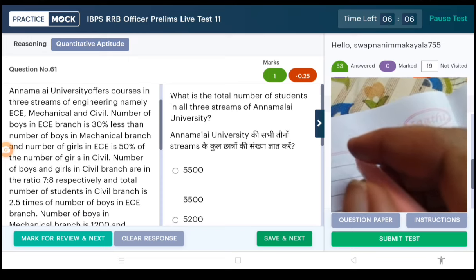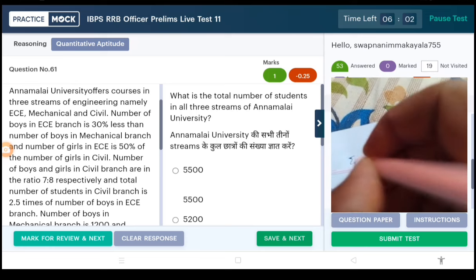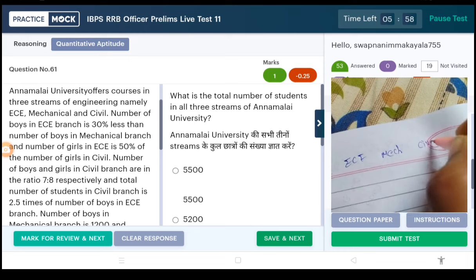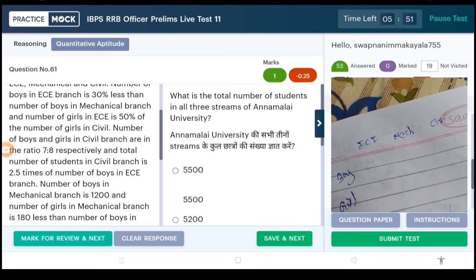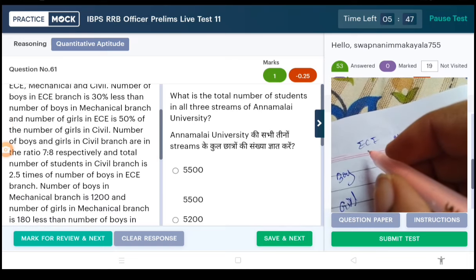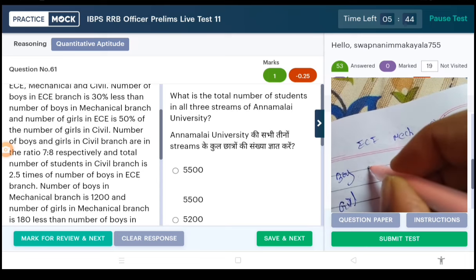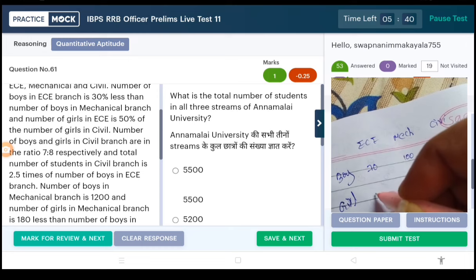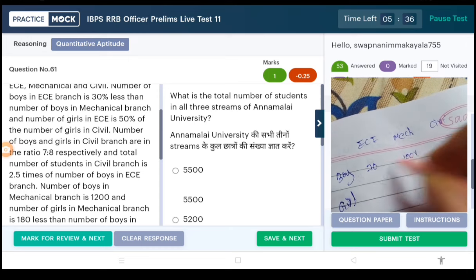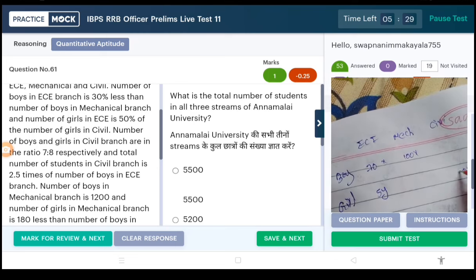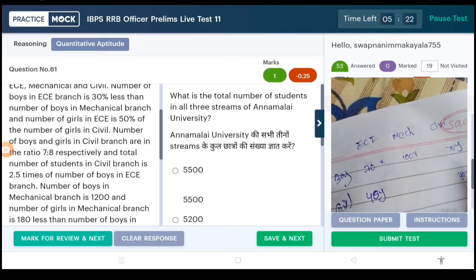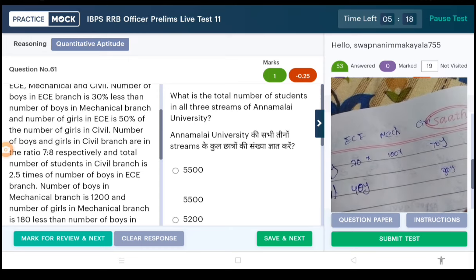879. Annamalai University offers courses in 3 streams of engineering, namely ECE, mechanical and civil. The number of boys in ECE branch is 30 less than the boys in mechanical branch, 70. Number of girls in ECE is 50% of number of girls in civil. The number of boys and girls in civil are 75. The total number of students in civil branch is 155. Boys in ECE.